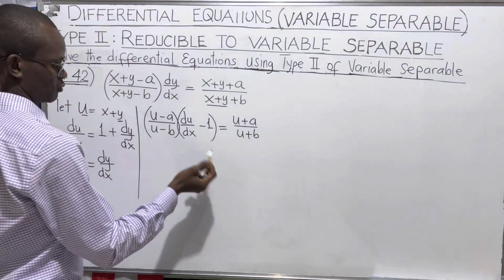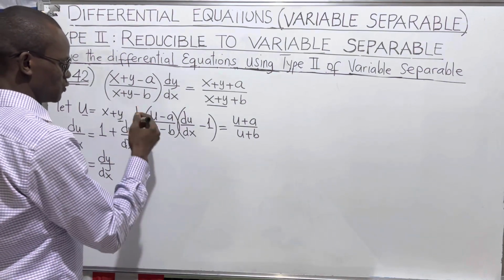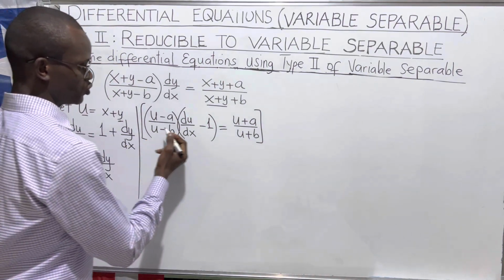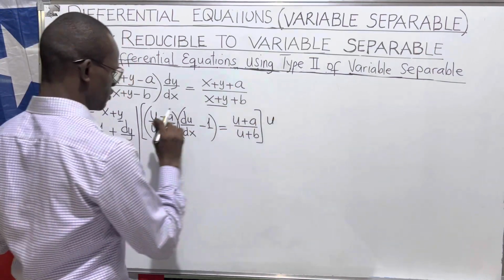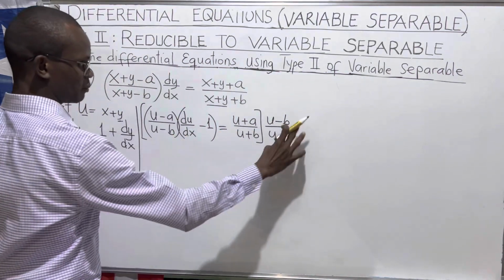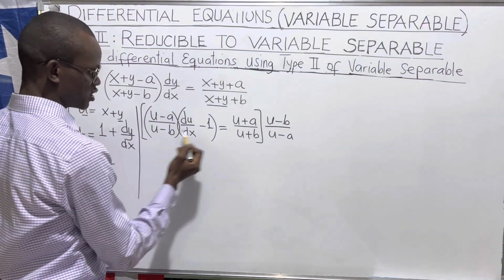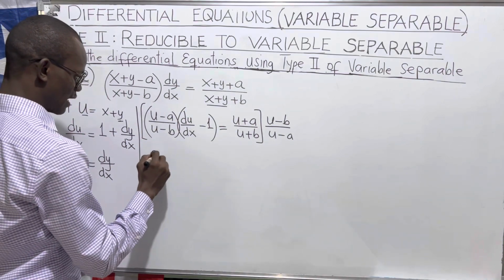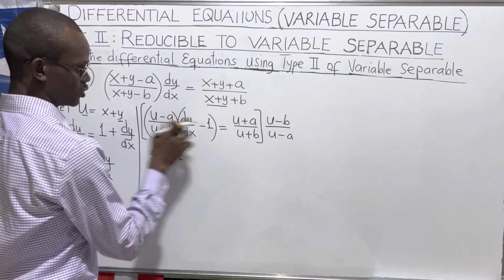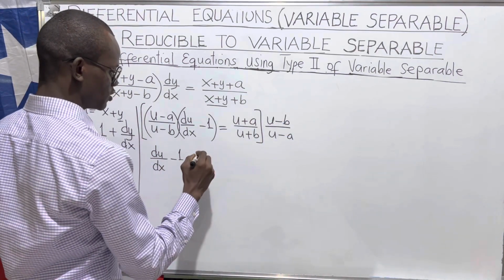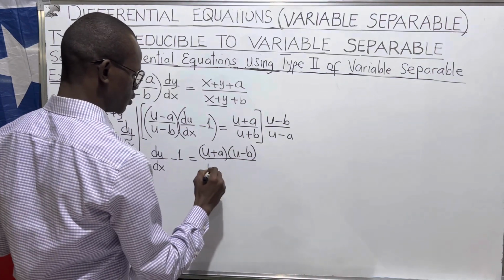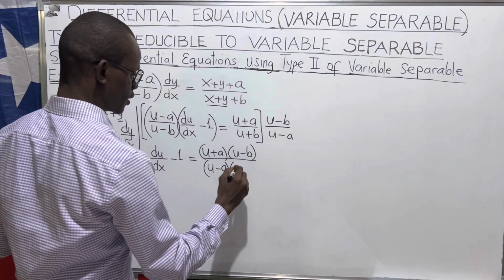We want to get rid of all of these denominators. First, let's get rid of this (u minus a)(u minus b). To do that, we multiply this entire expression by the reverse of it, which is one over (u minus a)(u minus b). Then u minus a cancels u minus a, and u minus b cancels u minus b. So you're just going to have du over dx minus 1 on this side of the equation, equals (u plus a)(u plus b) all over (u minus a)(u minus b).